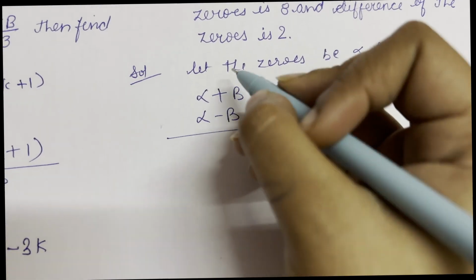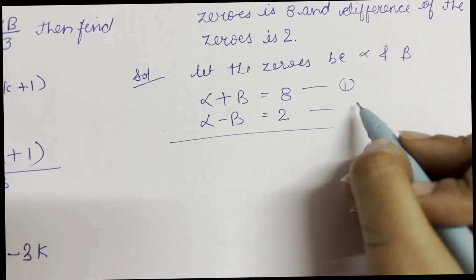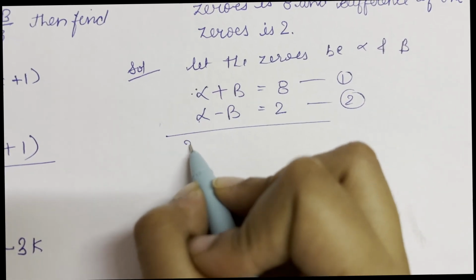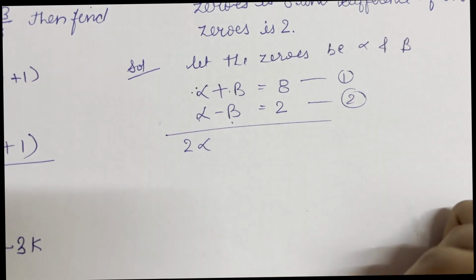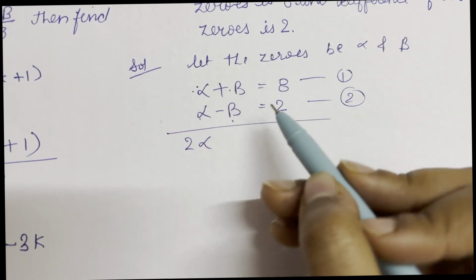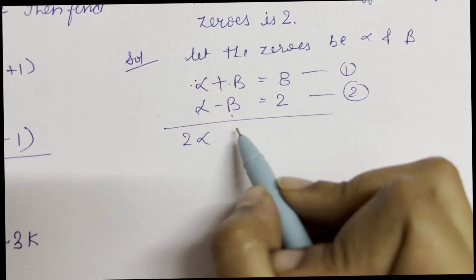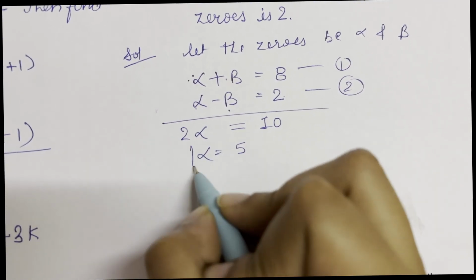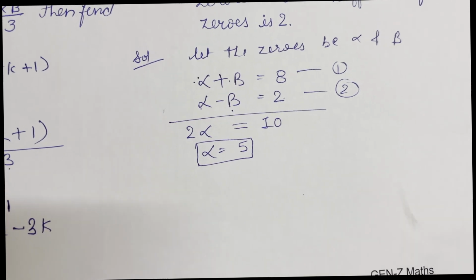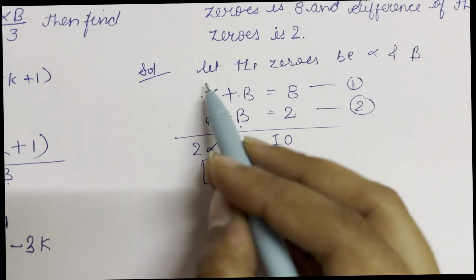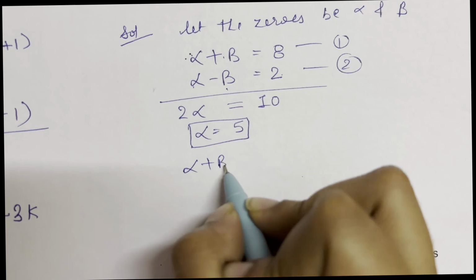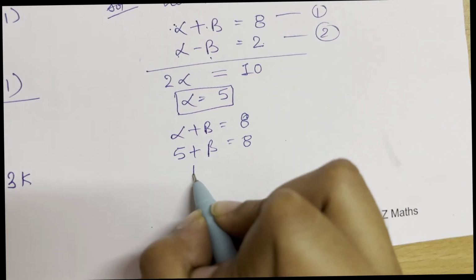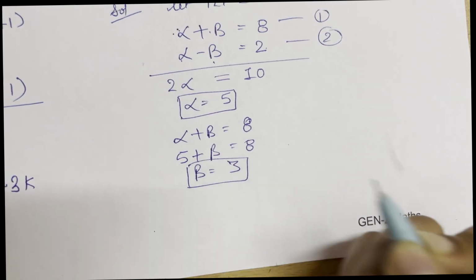What we will do is add equation number 1 and equation number 2. On adding these two equations, alpha plus alpha is 2 alpha, and beta minus beta becomes 0, so we don't need to write anything. And 8 plus 2 is 10. So alpha is equal to 5. As soon as we get this value of alpha equal to 5, we can put it in the equation alpha plus beta is equal to 8. Alpha as 5 plus beta equals 8, so beta is equal to 3.